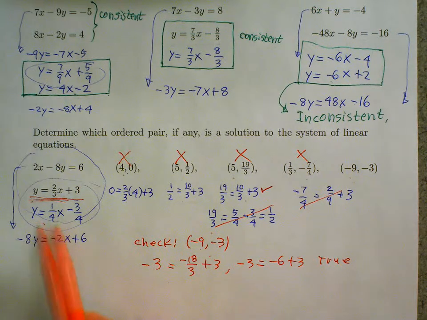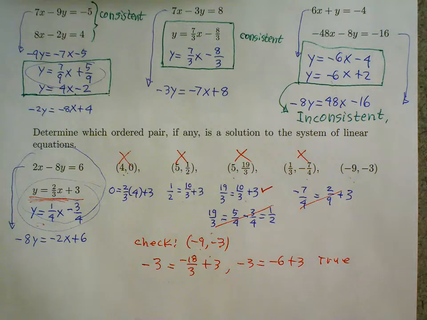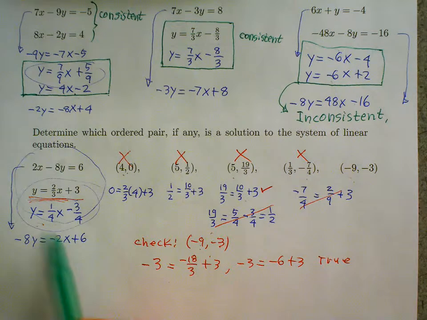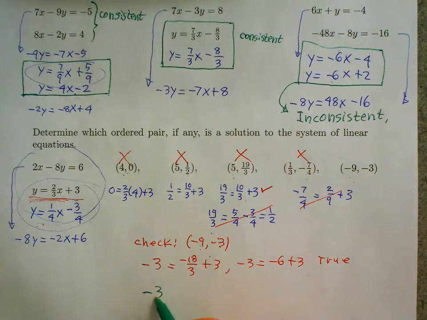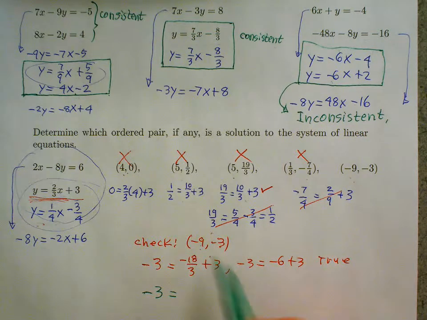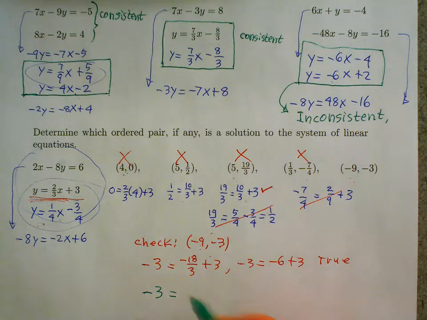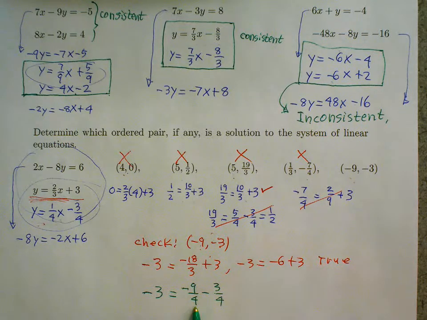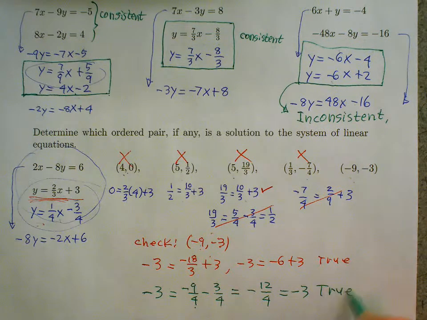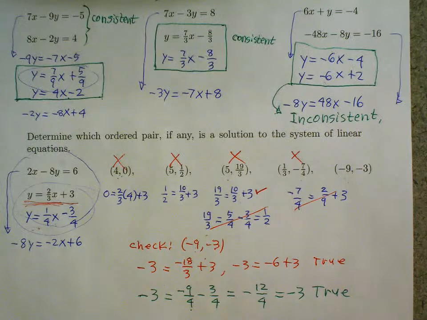So the other equation, y equals 1/4 x minus 3/4. Replace y with -3. And 1/4 times x is 1/4 times -9, or -9/4. And -9/4 minus 3/4 is -12/4, which is -3. This is also true. So -9, -3 is a solution to the system.